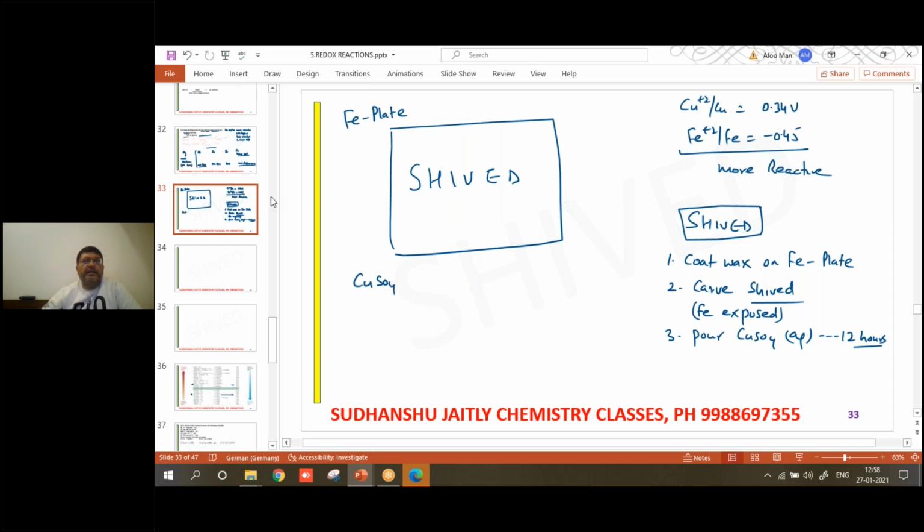The copper sulfate you have added, the iron on the plate, iron is going to be oxidized. It will form ferrous sulfate and copper will be reduced. It will not exactly happen that iron will be going from the plate and copper will be going in its place. So the iron from the plate will start dissolving. And the more the thickness of the wax, you will be getting better result.